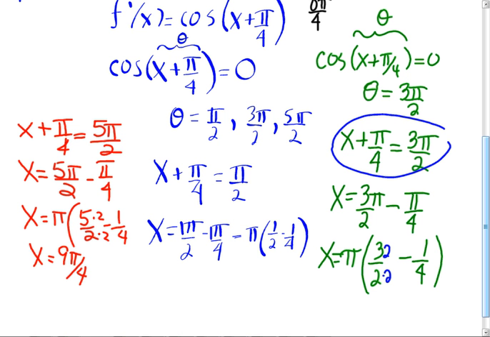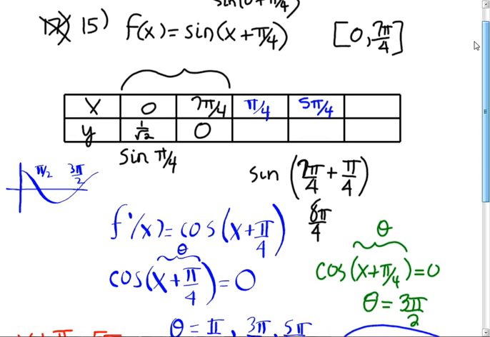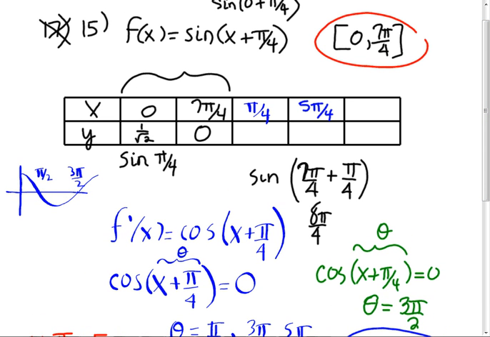Okay. We're almost done. I have to do this as many times as needed, as long as my answers fall within this interval. Where's my interval? Right here. The only ones that fall into the interval are pi over 4 and 5 pi over 4. 5 pi over 4, that's smaller than 7 pi over 4.